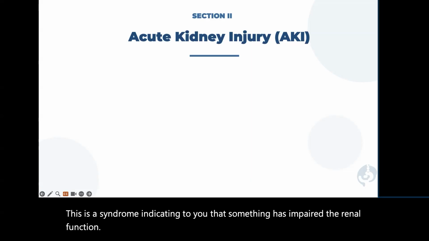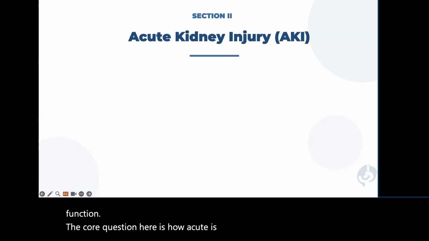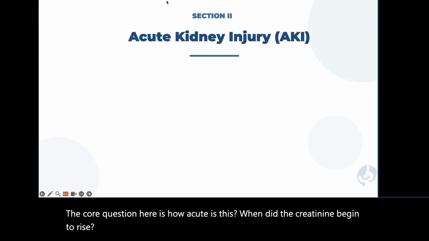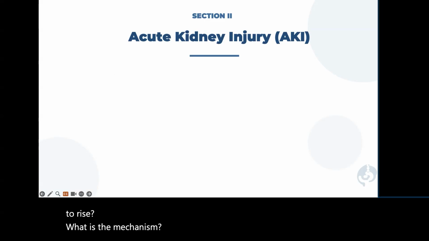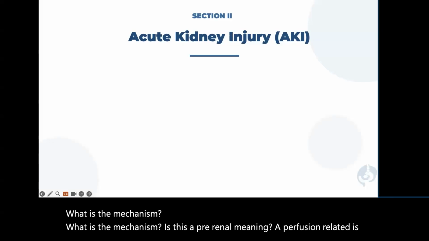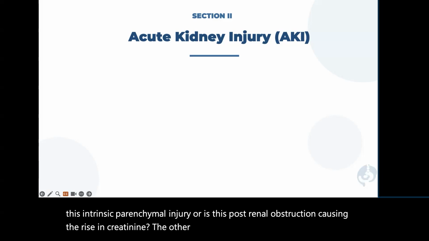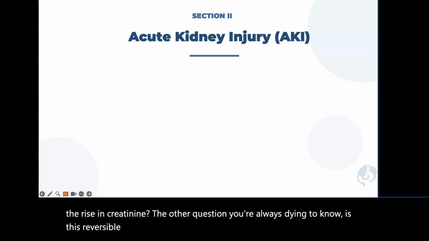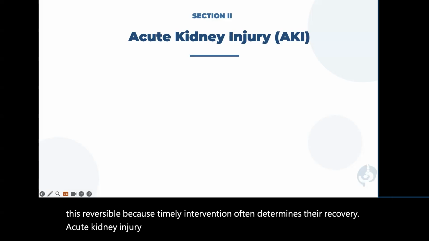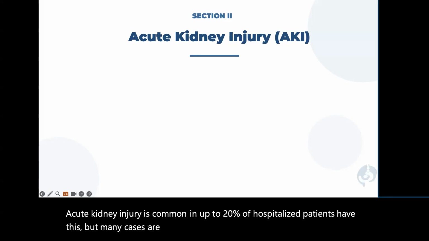The core question here is, how acute is this? When did the creatinine begin to rise? What is the mechanism? Is this prerenal, meaning perfusion related? Is this intrinsic parenchymal injury? Or is this postrenal obstruction causing the rise in creatinine? The other question you're always dying to know is, is this reversible? Because timely intervention often determines the recovery. Acute kidney injury is common, and up to 20% of hospitalized patients have this, but many cases are preventable if recognized early.